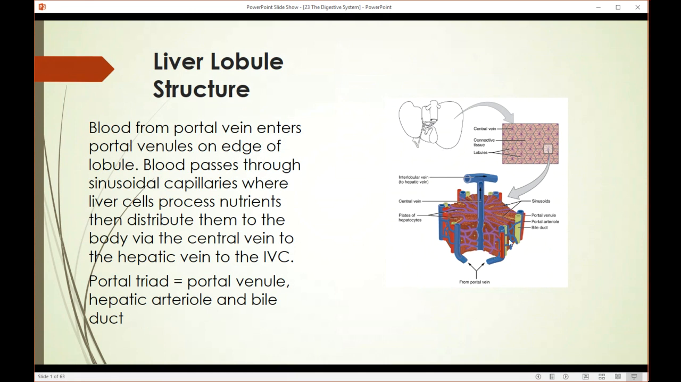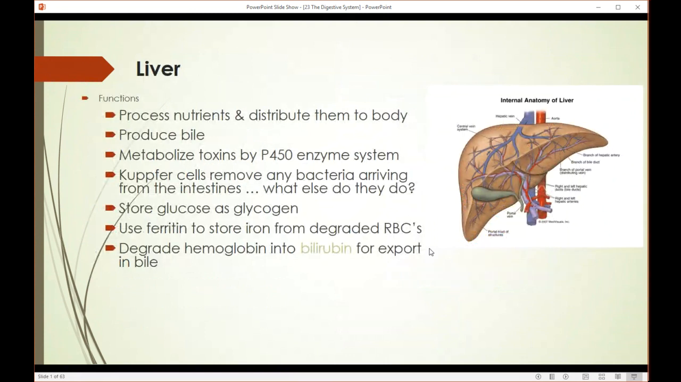We have what's called a portal triad. That portal triad is the portal venule, the portal arteriole, and the bile duct. So the liver's job is to process the nutrients, and then it's going to distribute them out to the body. It also produces the bile to be stored in the gallbladder. It can metabolize toxins. It has Kupffer cells. Kupffer cells are going to remove any bacteria arriving from the intestines.